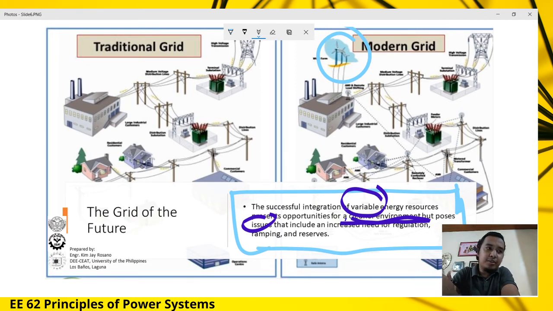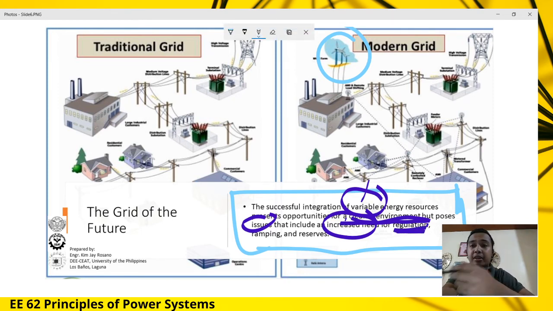Okay. So I think tomorrow this solar plant can provide me this because of the weather forecast tomorrow. But if something happens, okay, nagkaroon ng error yung forecast, hindi ganito yung nakuha ko, then it affects the system because kukulangin ka sa demand. Okay, so it poses a lot of issues, and that include an increased need for regulation. So because of this variability, you now have an increased need for regulation.